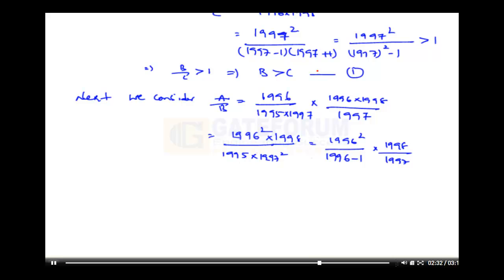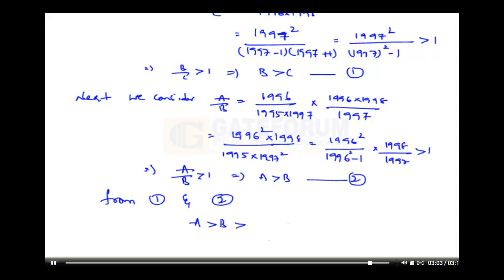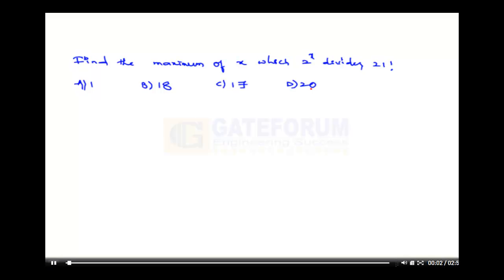If you are multiplying 1995 and 1997 as previously, we will get the a square minus b square form, that is 1996 minus 1 here. And if you observe this, the numerator is greater than the denominator, so this implies greater than 1. And again we can write a by b greater than 1, nothing but a is greater than b. This is equation number 2. So from 1 and 2 we can write A is greater than B and B is greater than C, which results in C less than B less than A. And if we go to the options, option D is the right answer here.